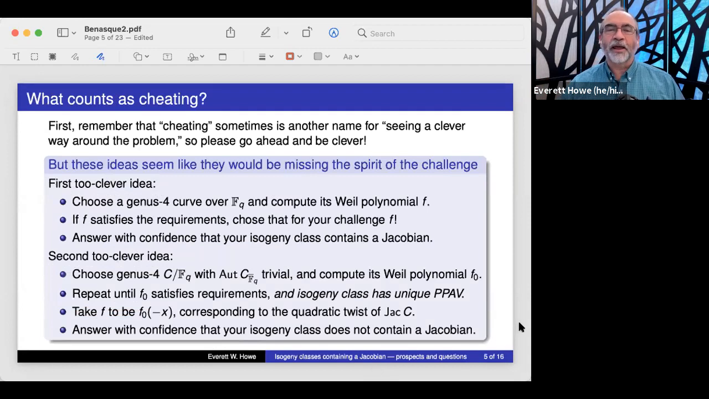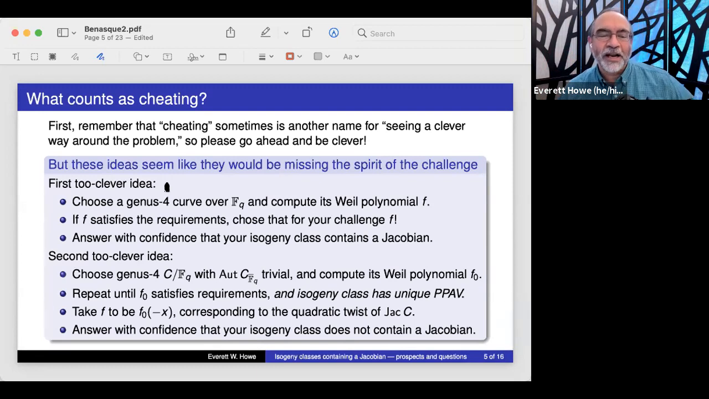And, you know, I like to say no cheating, except that cheating sometimes means seeing a clever way around the problem. And sometimes seeing a clever way around the problem means that you've transcended the predictions of how the problem should be solved, and you've found another way. So if you can find another way, please go ahead and be clever. But there are some ways that I think would be missing the spirit of the challenge.